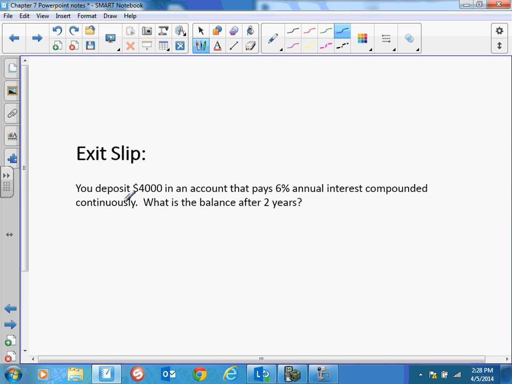So your exit step is to solve another one of these. Now your principal is 4,000. Your percent stays the same, so 6%. You're still compounding continuously, and it's after 2 years. So solve that.